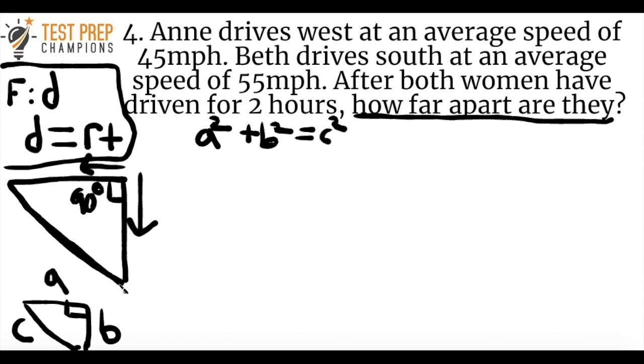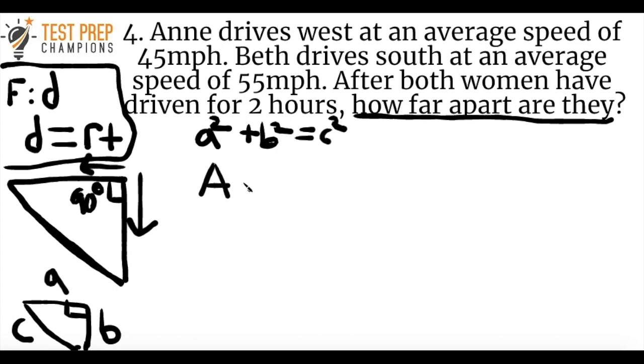However, we don't know the distance Anne traveled, and we don't know the distance that Beth traveled yet. Before we can use A squared plus B squared equals C squared to find the biggest side, the distance between them, we need the distance Anne traveled and the distance Beth traveled. That's where our distance formula is going to come in.